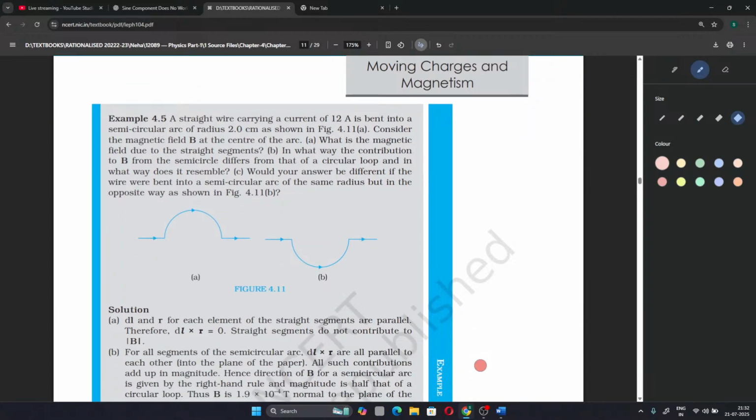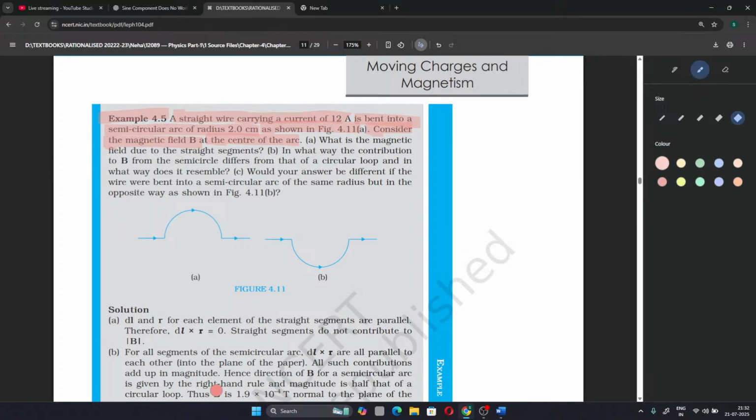Okay, there is an example given here. A straight wire carrying a current of 12 ampere is bent into a semicircular arc of radius 2 cm as shown in figure 4.11. Consider the magnetic field B at the center of the arc. They are saying a straight wire carrying a current of 12 ampere is bent into a semicircular arc having a radius of 2 cm as shown in the figure.